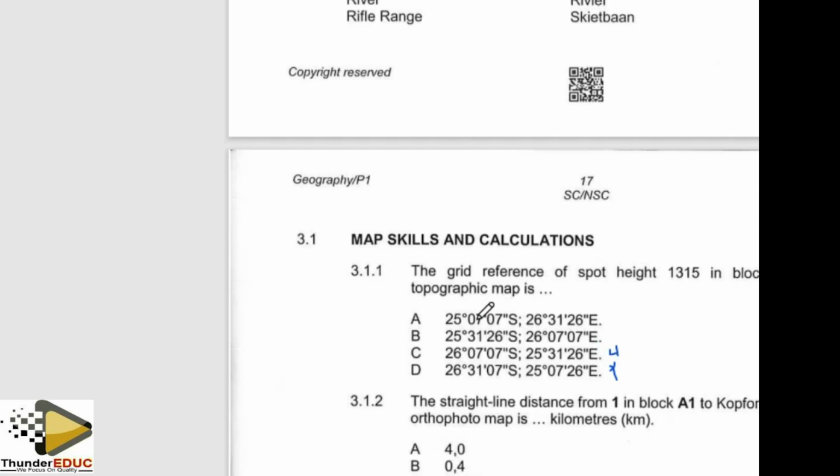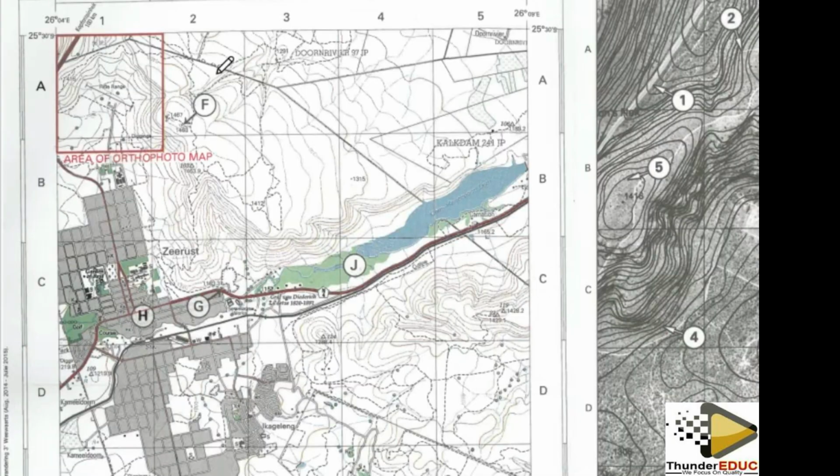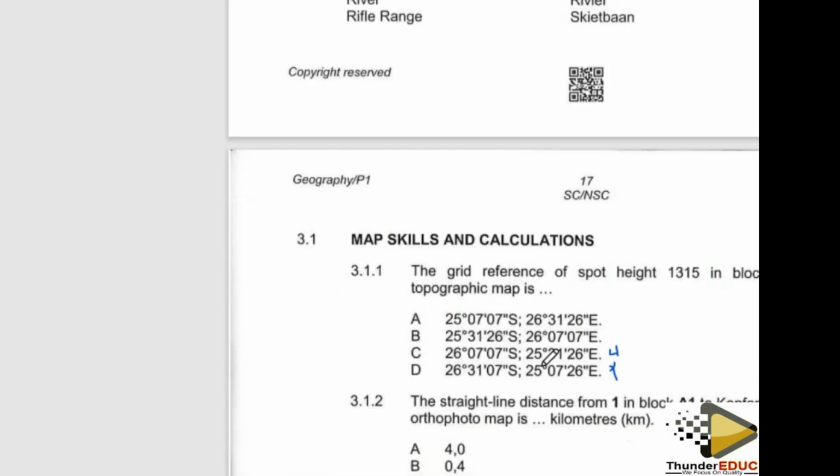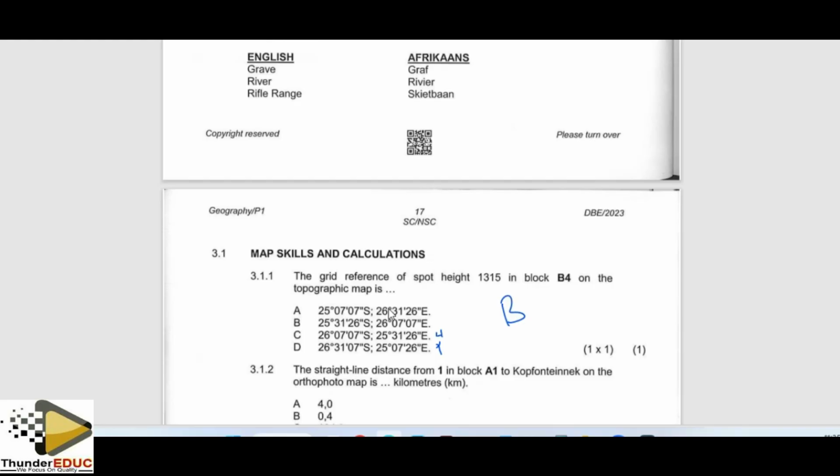So let's come to this one. When you check this one, it says 25, 31, 26. It cannot be 25, 7. So if you come and check here, it's 25, 30, 31. So the one that starts with 31 and S, and the rest is fine. So the answer is B.